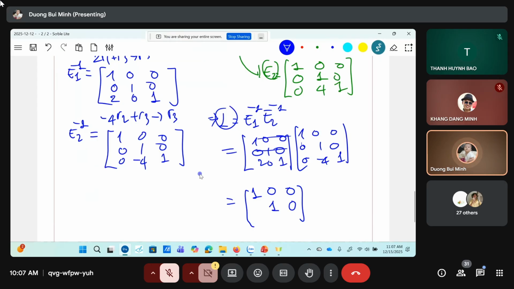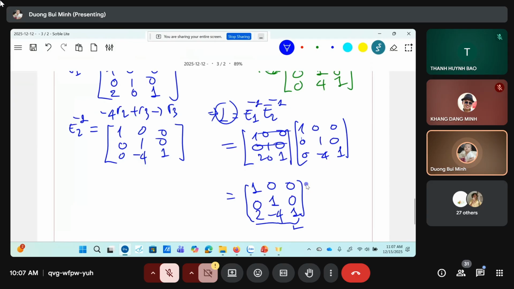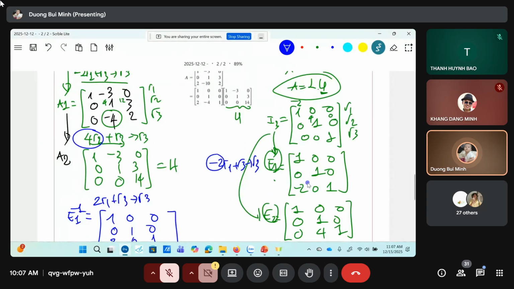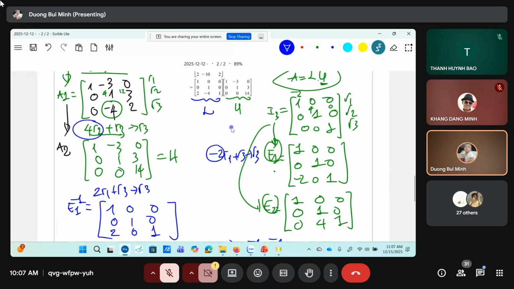Here, this one times this one, you get 0, 0. This one times this one, you get 2. This one times this one, you get minus 4. And this one times this one, you get 1. Okay, so this is L. Now you can check. L is 1, 0, 0, 0, 1, 0, 2, minus 4, 1.